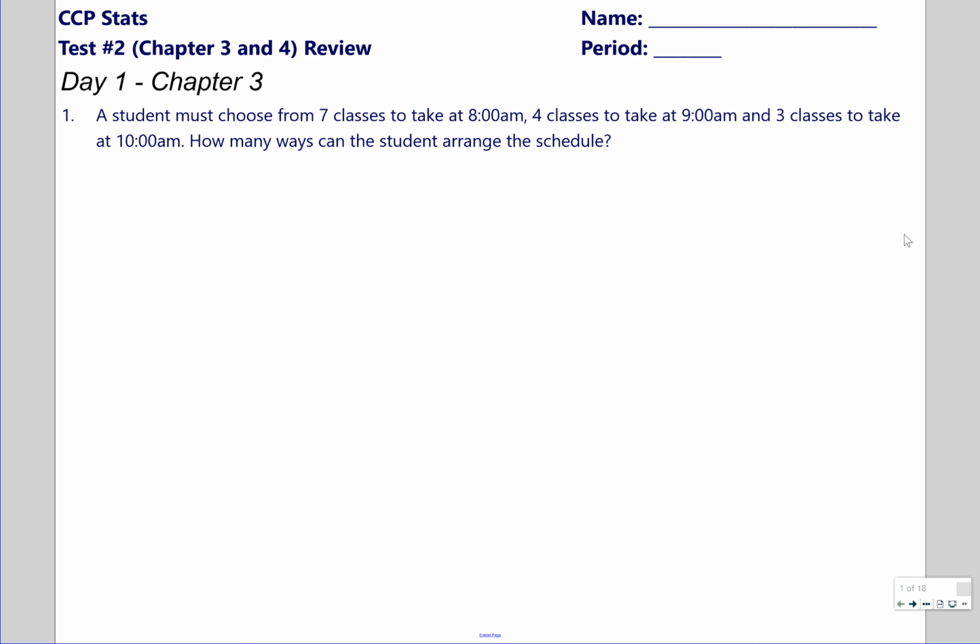So how many choices essentially for each class is what you're going to be looking at. This is that multiplication principle. How many choices do we have for the first class? 7. Second class? 4. Third class? 3. And then we just multiply them together. 7 times 4 times 3. And you're going to get 84 different ways that the schedule could be created. Okay?